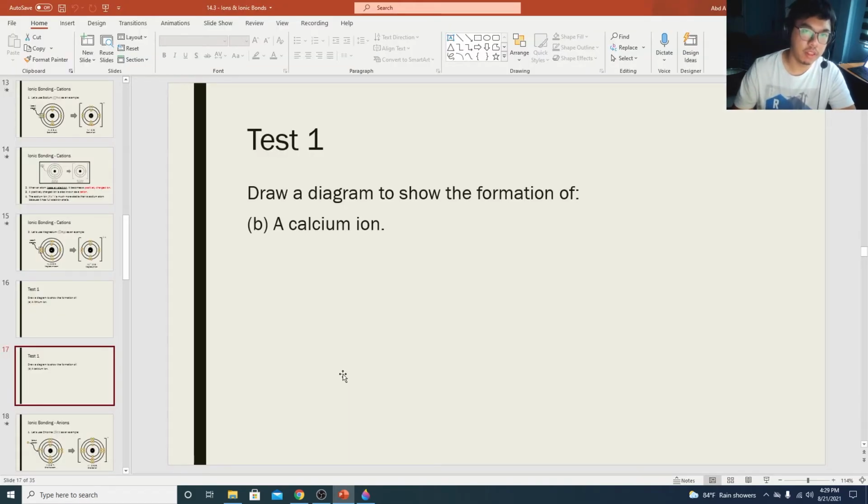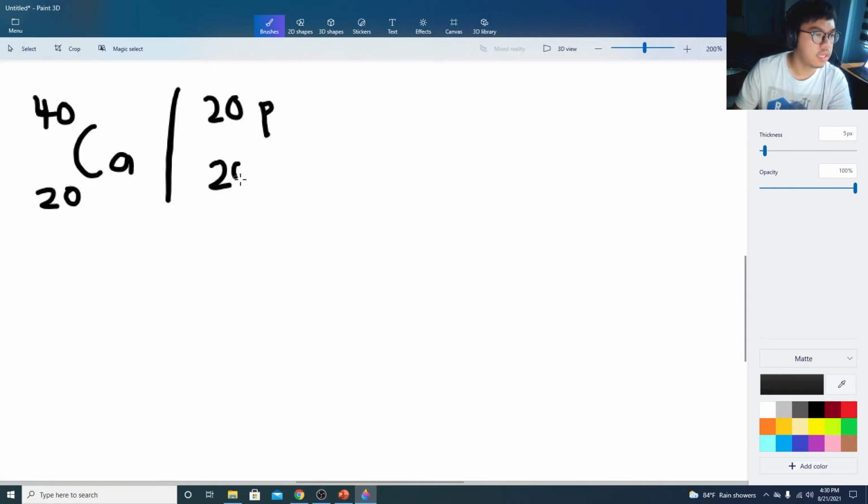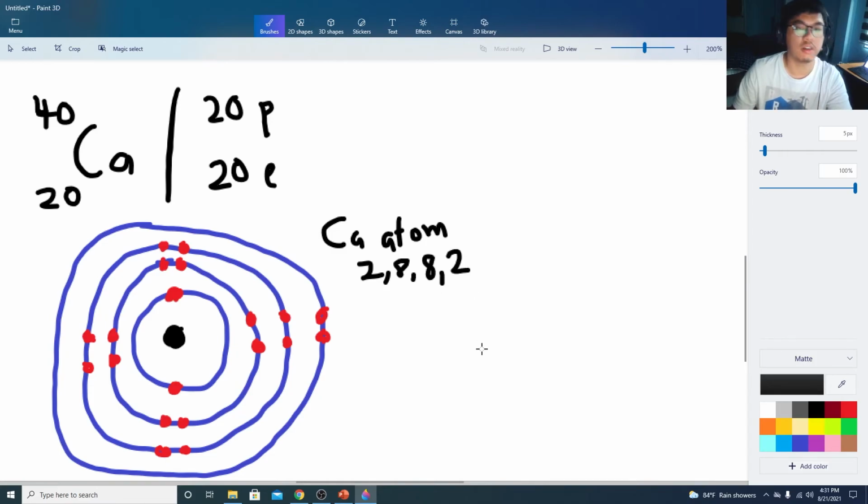The last example we'll look at for this video lesson is calcium ion. So let's quickly draw that. So this is calcium. It has 20 protons and so 20 electrons. So let's draw the electronic configuration. Okay. So calcium atom has an electronic configuration of 2 in the first shell, second shell 8 electrons, third shell also 8 electrons, and last shell there are 2 electrons.